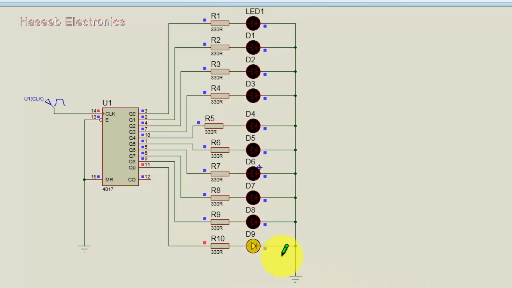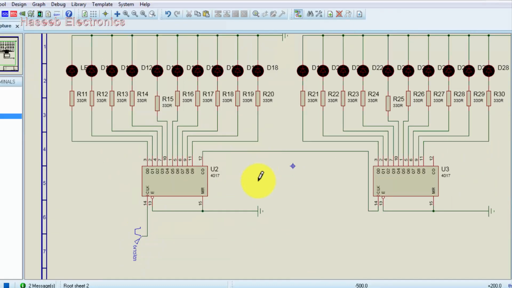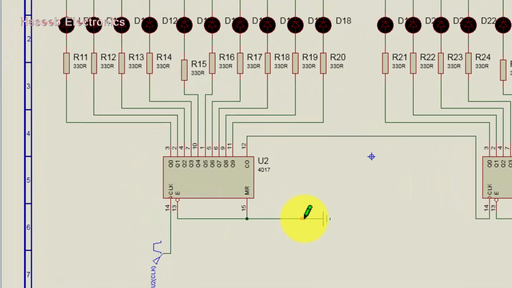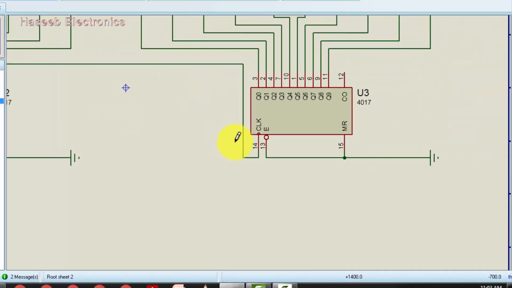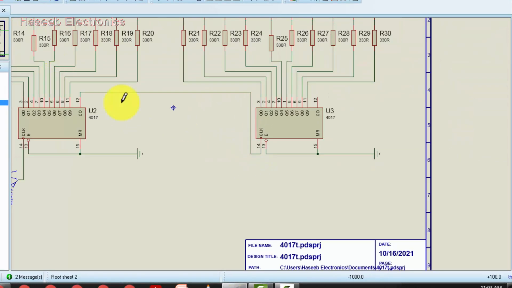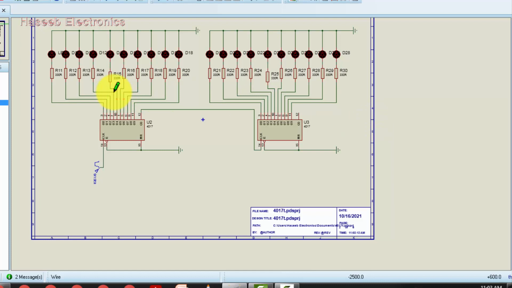Now we can use two sets of the same configuration. Here I connected two similar sets. I applied clock pulse to pin number 14, and these two pins are grounded, and here I connected the clock pulse to the carry of the first IC, and the other two pins are grounded. And if you want to connect another stage, then we will use this carry to the next counter. So it is a decade counter.